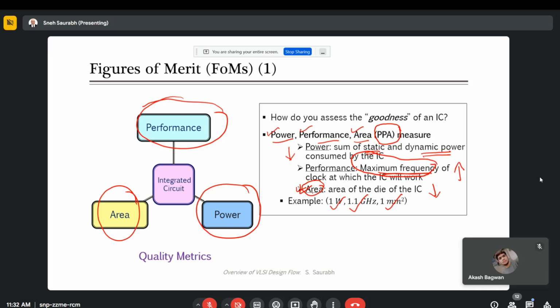Therefore, designing is always a kind of a balancing act where we want to find a good balance which satisfies our requirement. We cannot optimize all of the PPA measures at the same time, right? So when we want to improve our maximum operable frequency, then the area will be traded off. The area will increase and we have to live with it, right? So designing always is finding a good balance between the figures of merit.